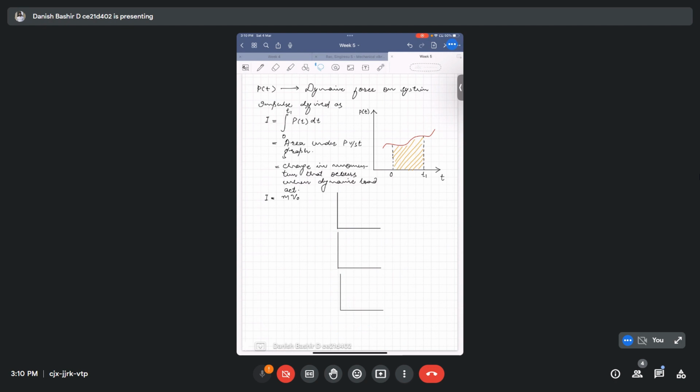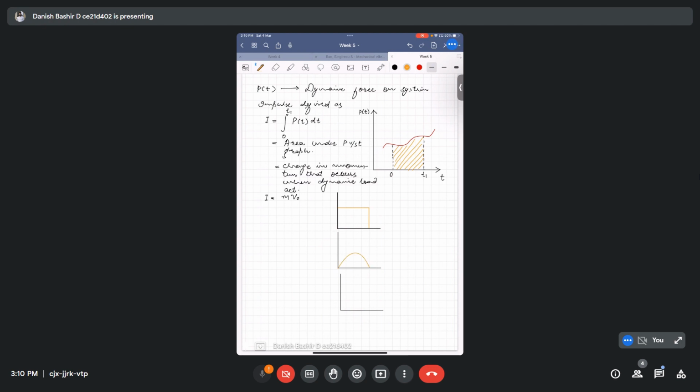We have a rectangular pulse like this. This we call a rectangular pulse. We have a half sine pulse like this, a sine wave of half cycle.